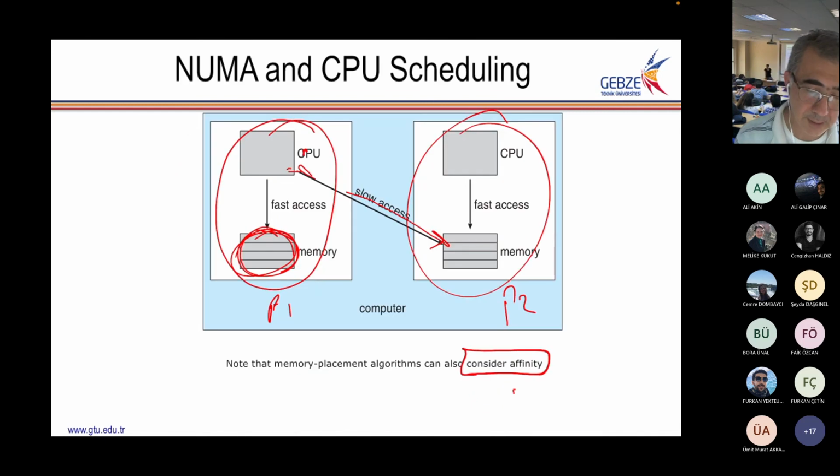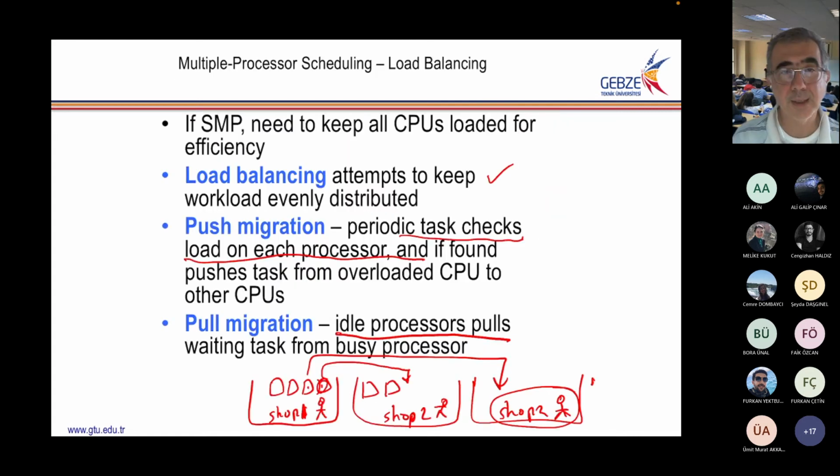And again, affinity is important in order to do that. So you move a car which is easy to move. A car or task that is difficult to move should stay in the same place. So you also keep track of that measure.